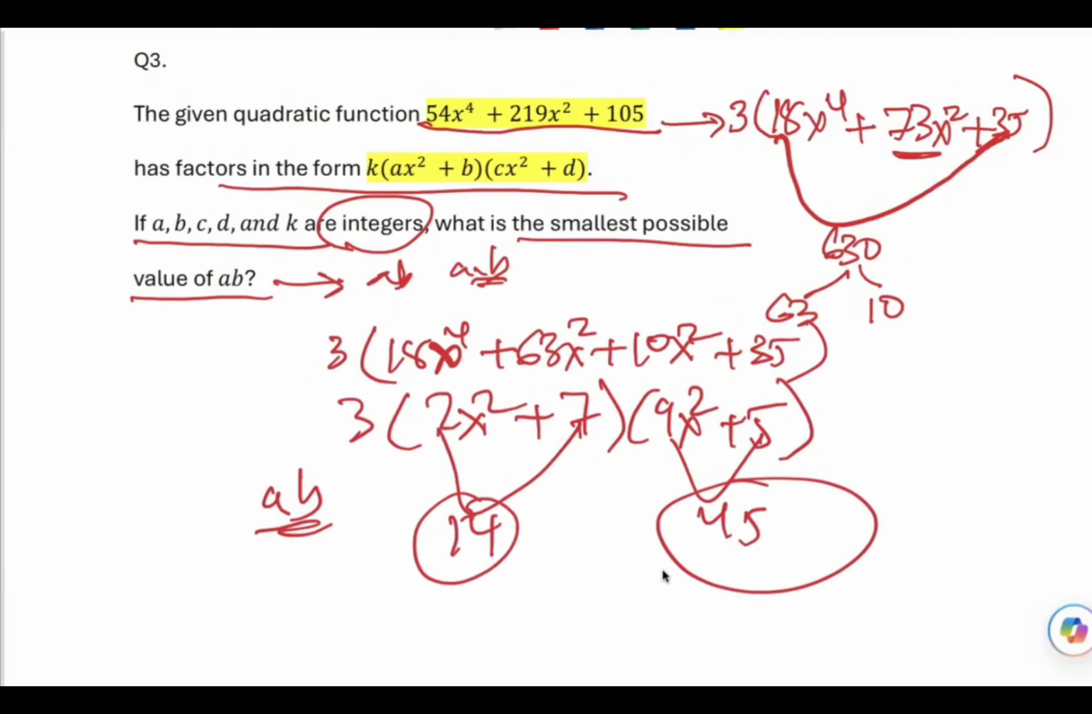Which one is the smallest? Pick this one, because the SAT will trap you. This can be A and B, and C and D can flip to be A and B. Therefore this times this is 14. Therefore I'm picking 14. You're already done.